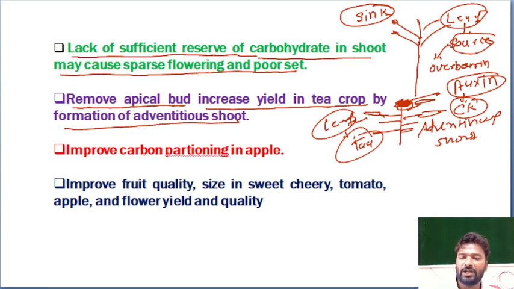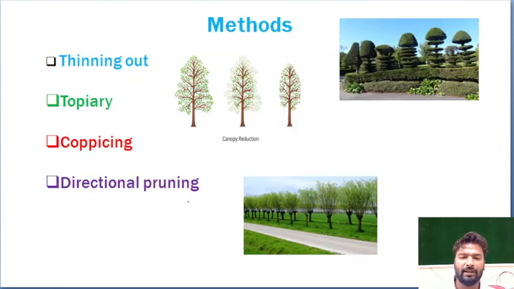Also pruning improves the carbon partitioning in the apple. Also the pruning improves the fruit quality and size in sweet cherry, tomato, apples, and flower yield and quality. So these are the impacts. And what are the methods? There are 4 important methods of pruning. So the first one is thinning out.